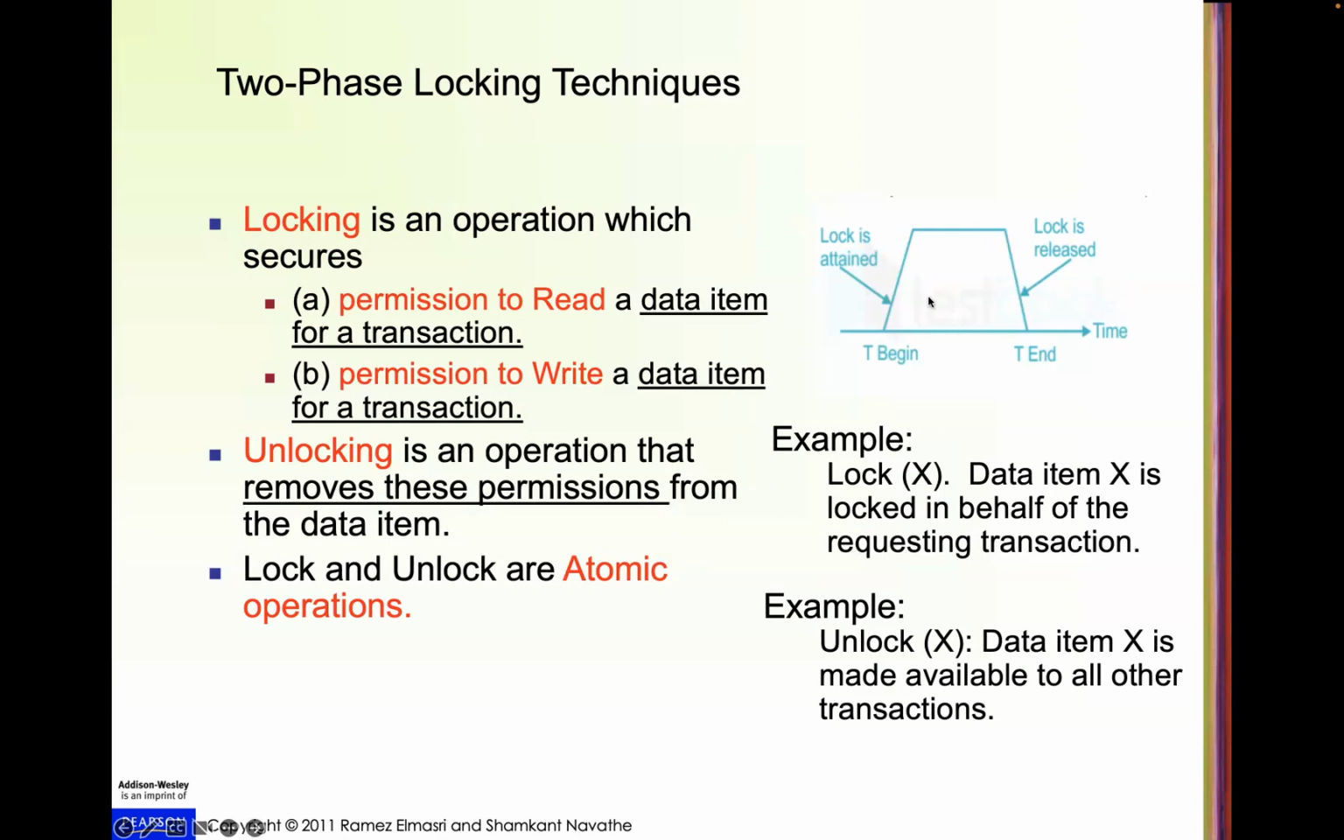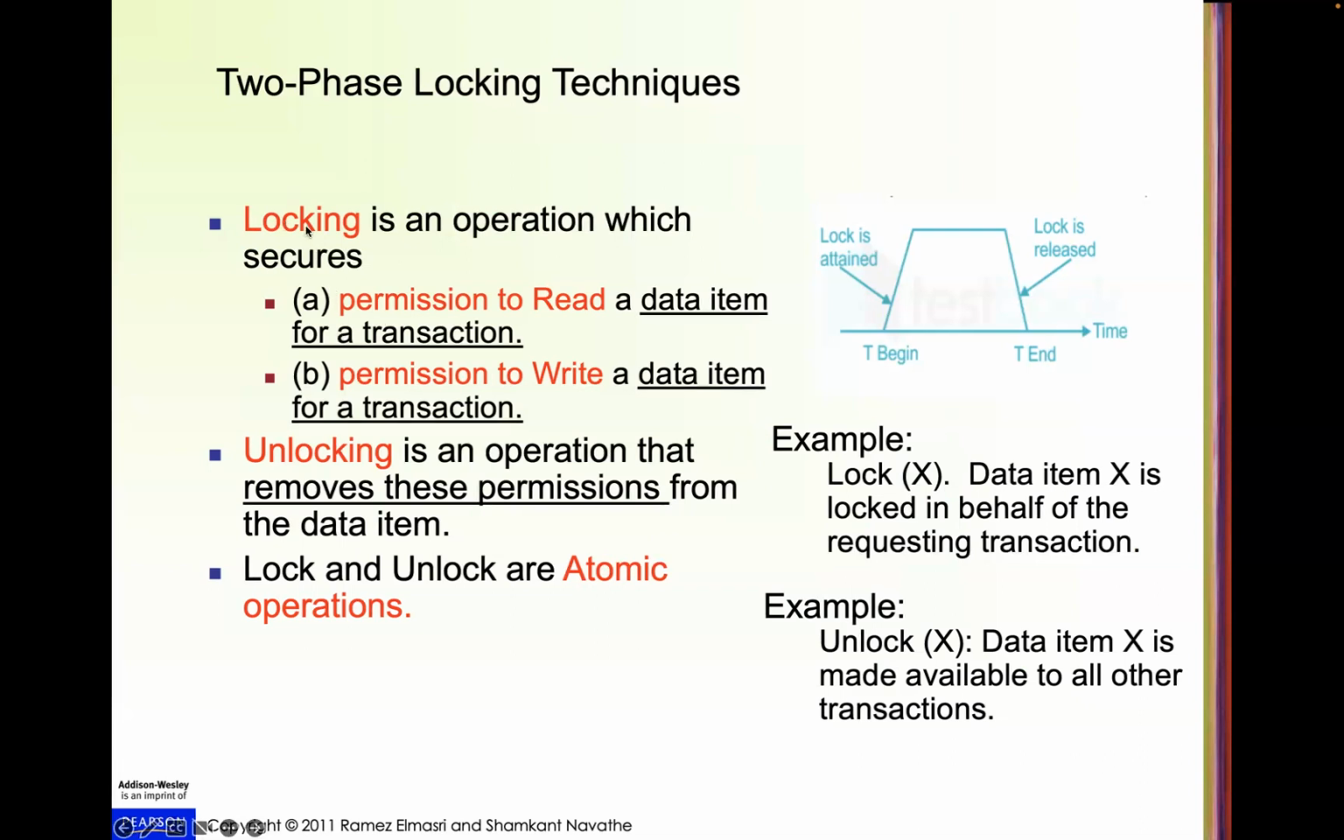Now, obtaining a lock on this data item X means that other transactions, or T2, cannot access this data item X until this lock is released. This makes sure that T1 and T2 are not conflictingly acting on data item X.